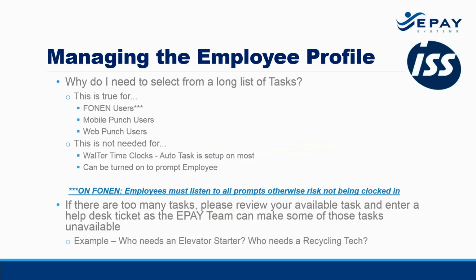Now, why do I need to select from a long list of tasks? This is a question some of you have asked me, or asked someone on the ePay team: why do we have so many tasks out there? It is true for we use phone-in, mobile punch, and web punch. On those three time collection methods, you are prompted to enter a task. So the last prompt on the phone-in gives you an option to select your default task, or basically select from a list of tasks.